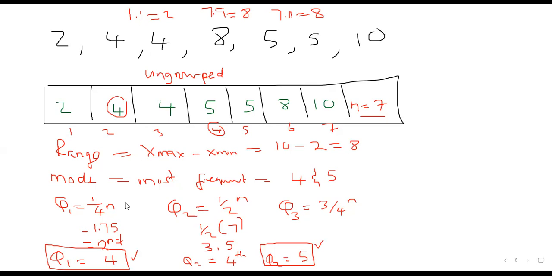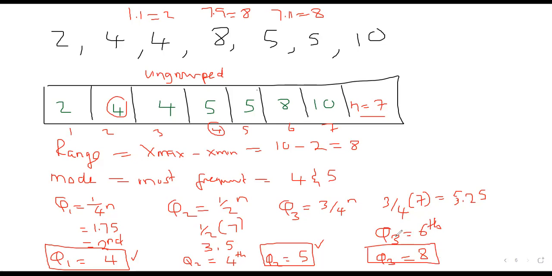Is that clear? So here 3/4 of 7, what do we get? 5.25. So what do we get when we round up? Is it the 6th position? What is the 6th position there? 8. Good. That is our 8.